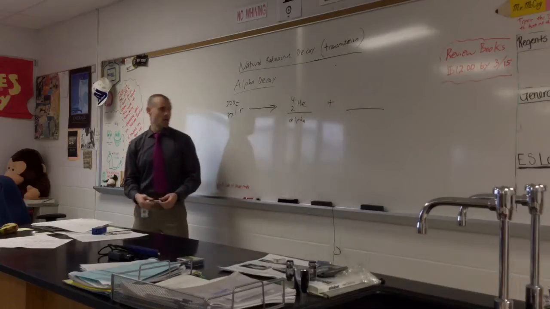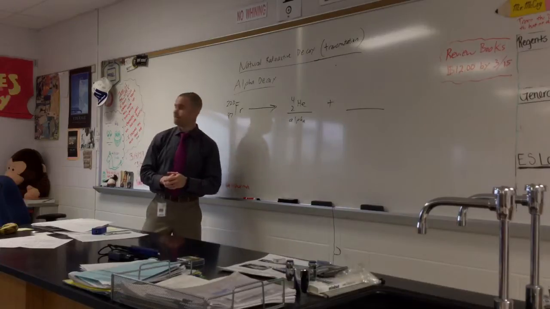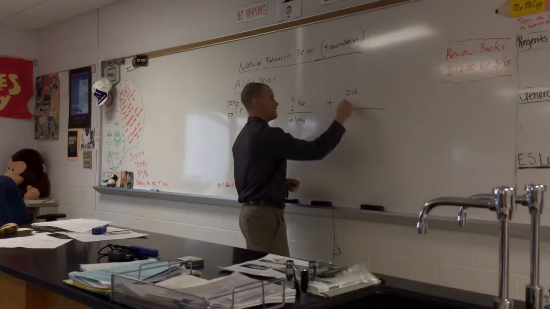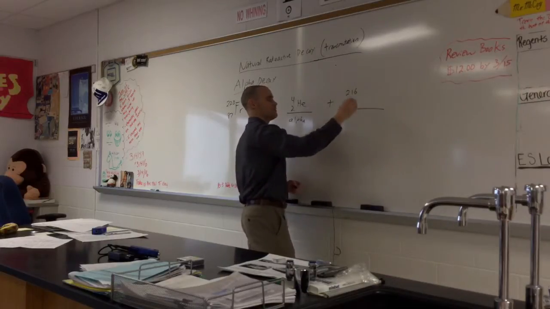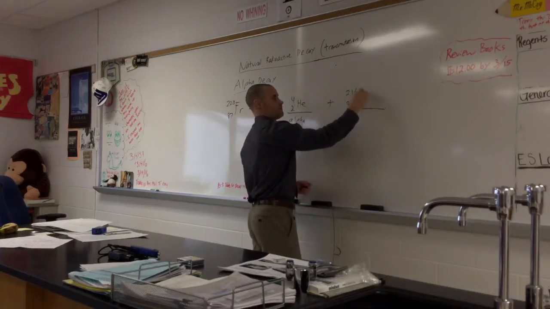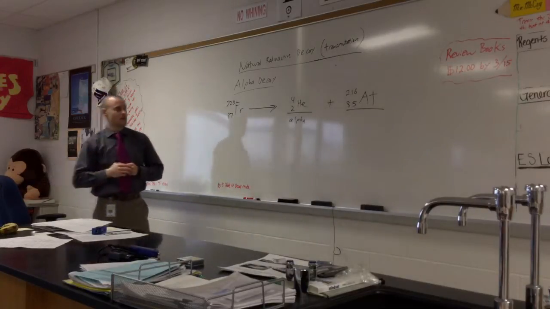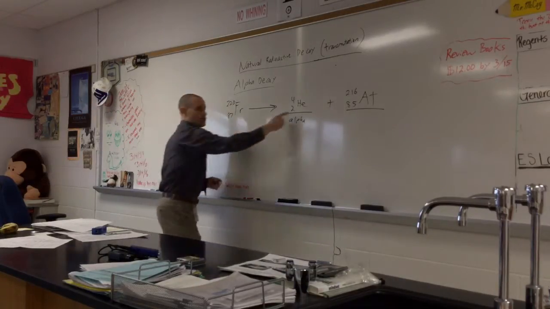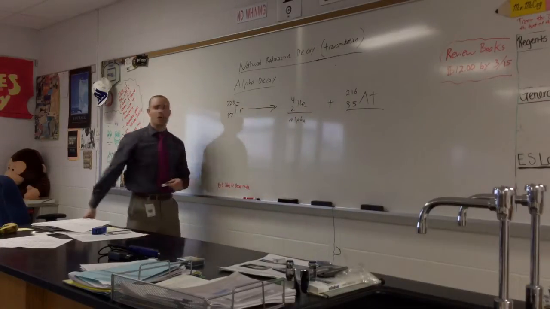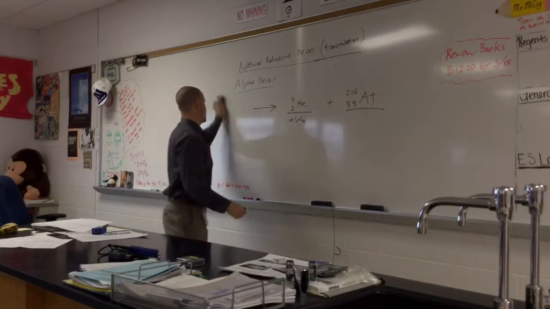All right, so can anyone fill in the blank? Dylan, what do you got? 216. 216, very good. Over 85. 85, very good. Who's that? I'm going to cut to the chase. At. Astatine. So, how did he do that? 2 plus 85 equals 87. 4 plus 216 equals 220. That's alpha decay.